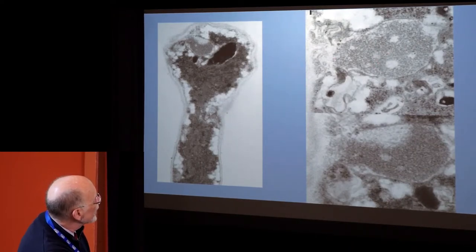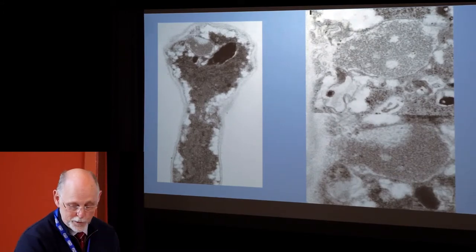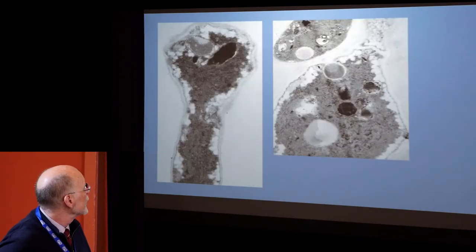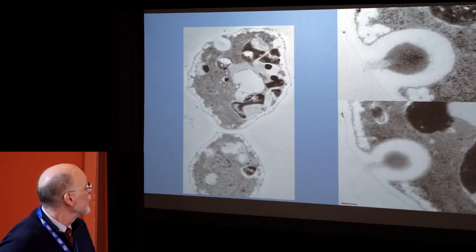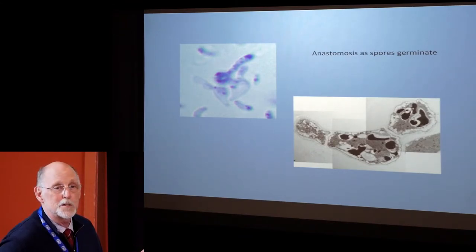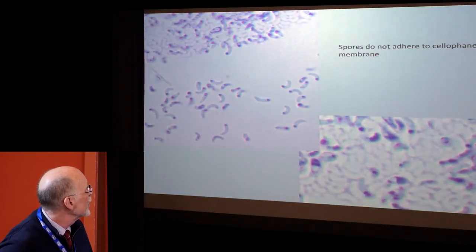A lot of membrane activity here, that is here. And those membranes contributing to the wall and the wall building. And here's a bit more of it, and a bit more of it. A lot of these spores form anastomoses when they're in culture, and we caught that. I won't say much more about that.